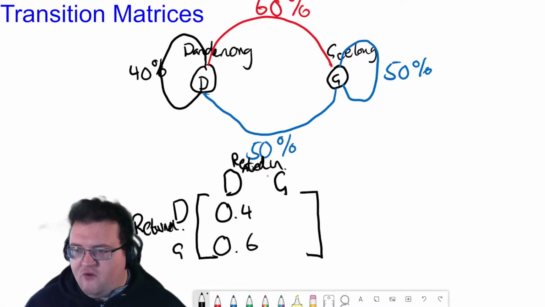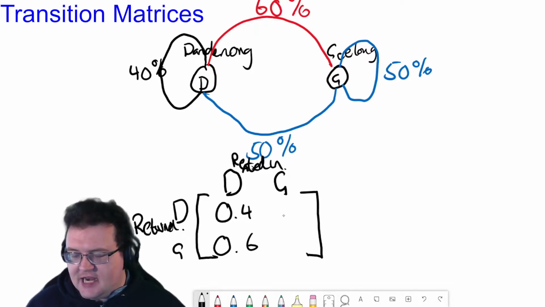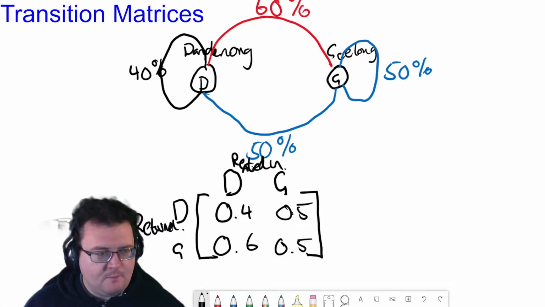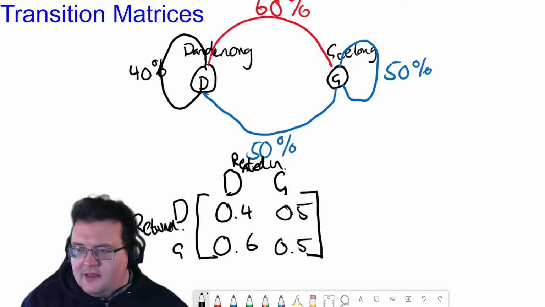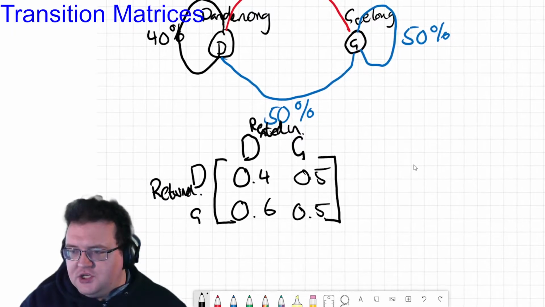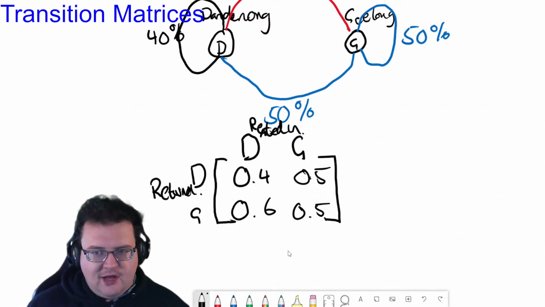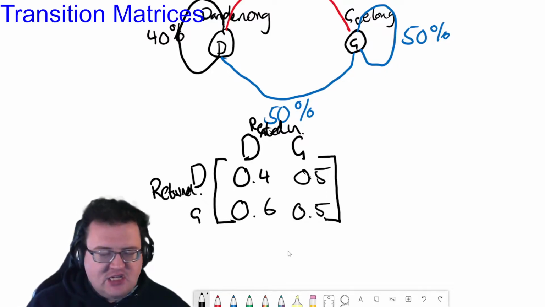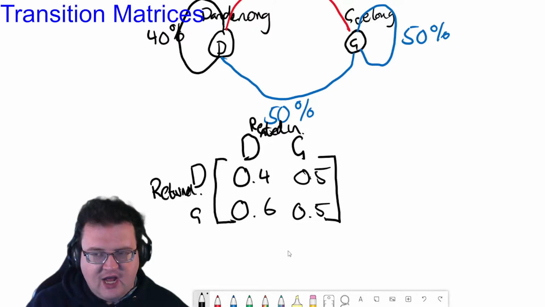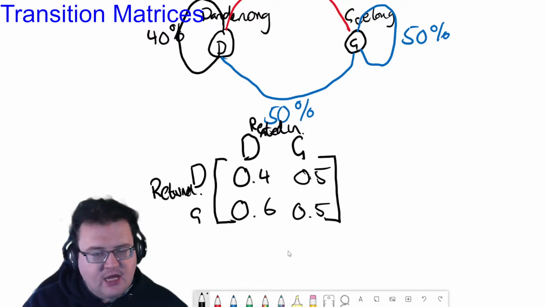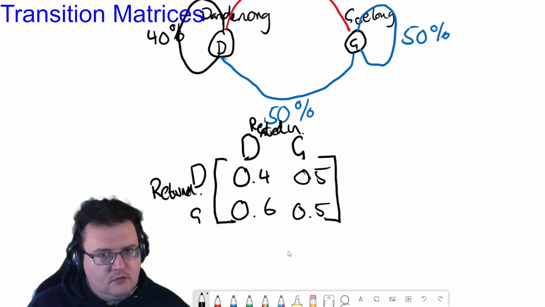Now, if we look at rented in Geelong and returned to Dandenong, we've got this 50 here, so that's going to be 0.5. And rented in Geelong, returned to Geelong is also 0.5. What I can do is use this transition matrix to quickly work out, if I have X number of cars in Dandenong and Y number of cars in Geelong, at the end of the week how many will I have in each place?